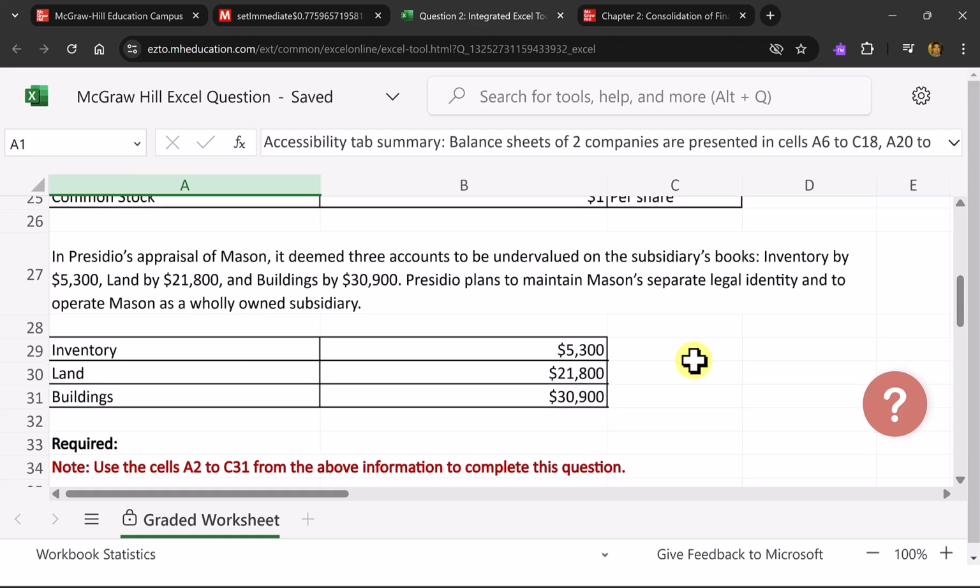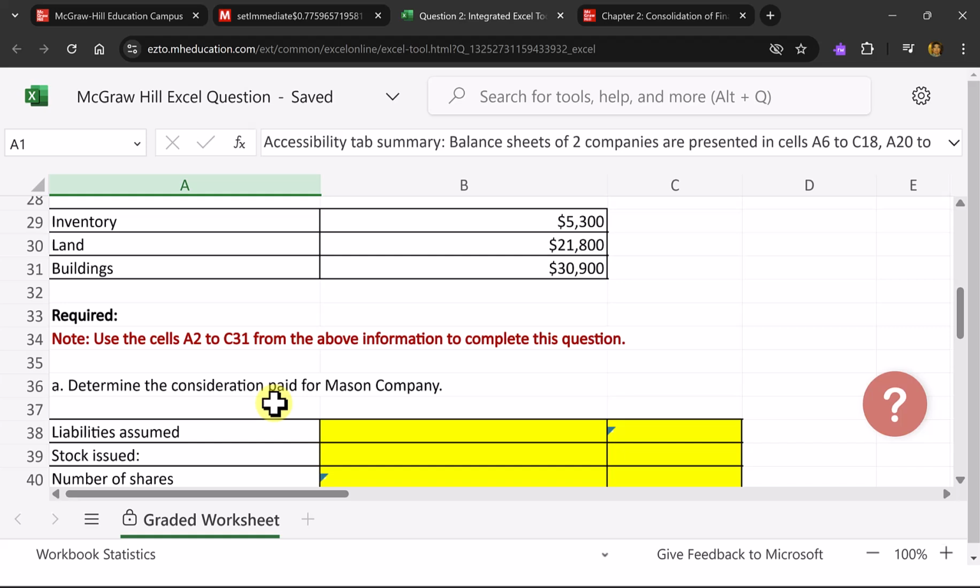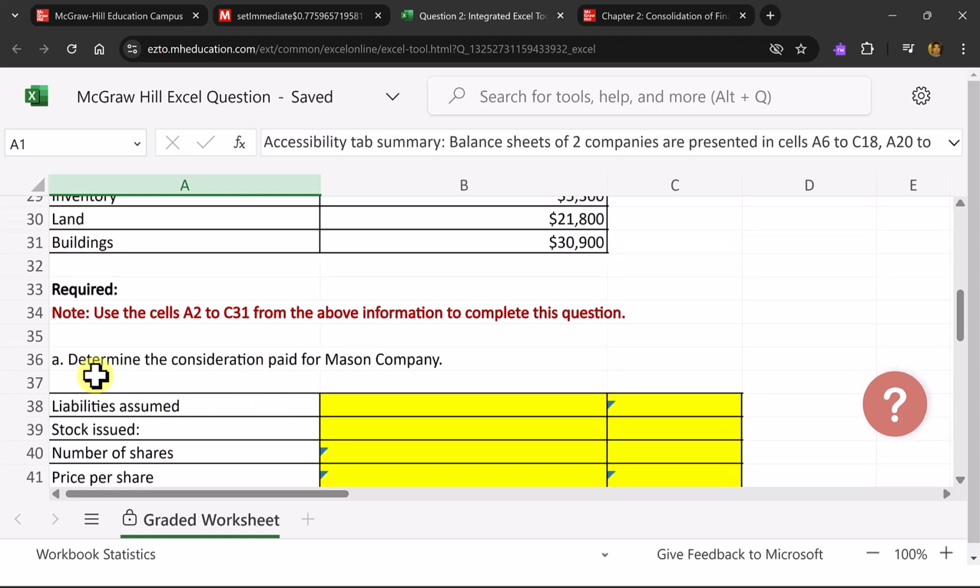But we still need these amounts here to eventually get the fair value of the assets of Mason. And again, we refer to important red instructions here to refer to these cells above, rows 2 to 31, when we do our formulas below. Okay, so first step, A, determine the consideration paid for Mason. So how much is Presidio paying in total value to acquire the Mason stock?